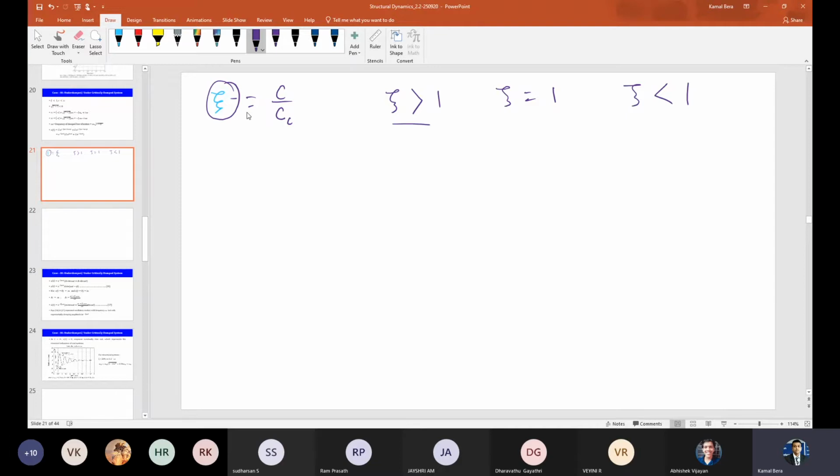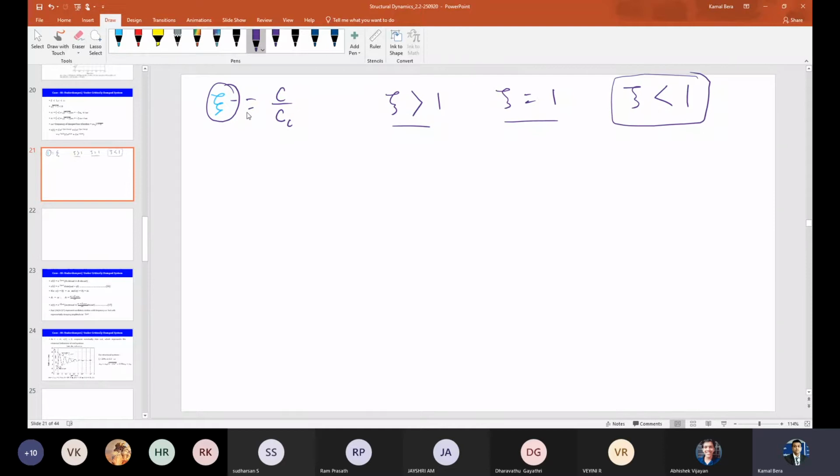So as you told, these are not our usual physical system, and most of our physical systems, especially the structural system.